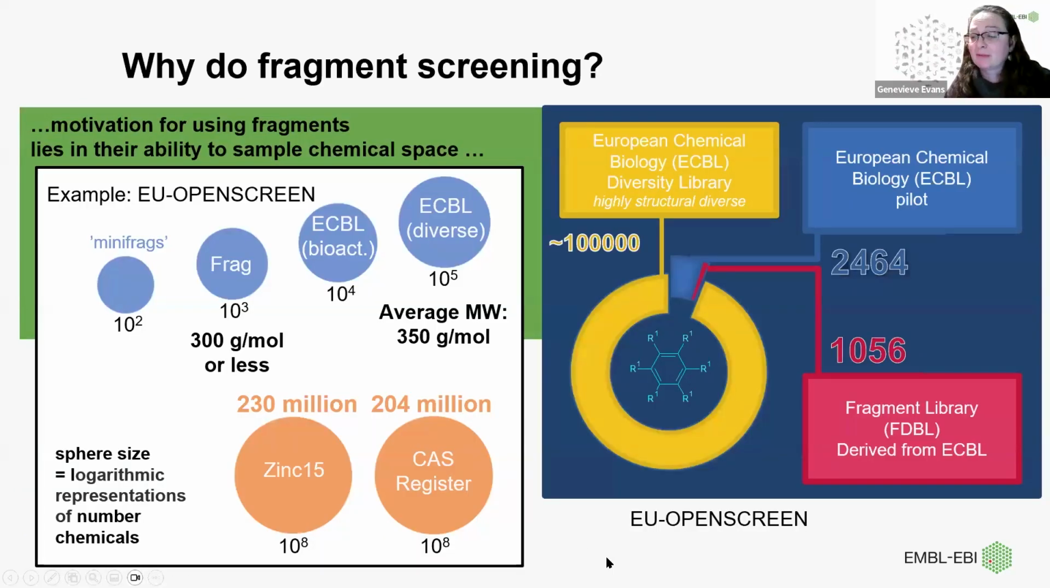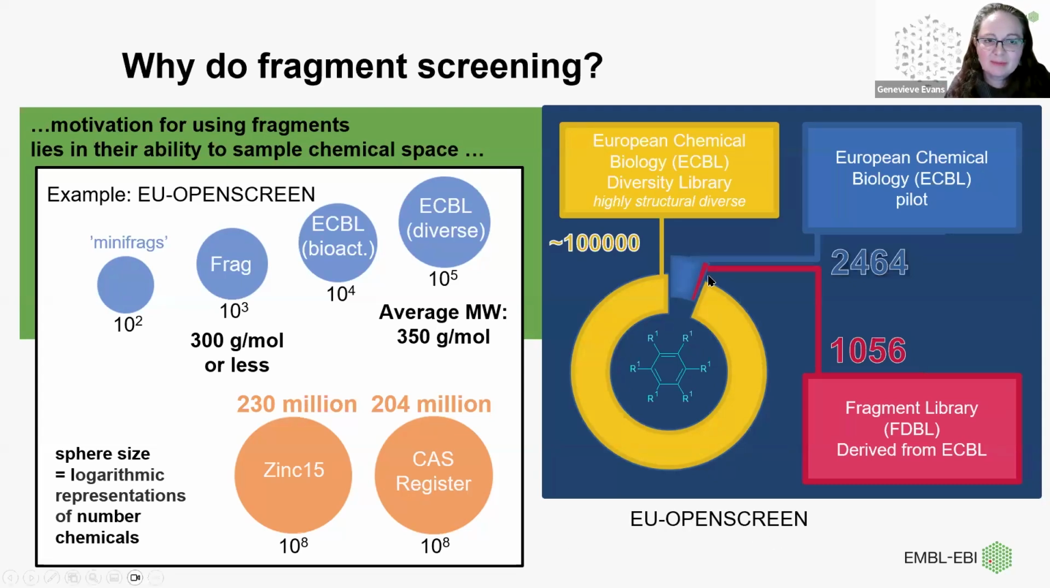Another reason to do fragment screening is coming from the chemical perspective. Chemical space is really vast. Here I'm showing sphere sizes with logarithmic representations for the number of chemicals. ZINC15 and the CAS registry database are two databases that really describe chemical space in terms of chemicals that have been synthesized or discovered and published, and/or are purchasable. And so we're talking 200 million chemicals, and that's not even thinking about the chemicals that you can imagine to be synthesized, which that space is even vaster. And so if you imagine trying to screen all of these chemicals against a target, this just would not be possible in a wet lab.